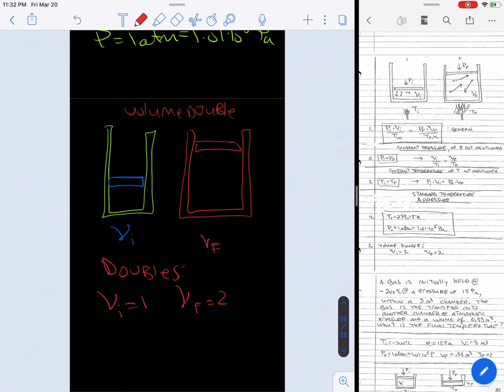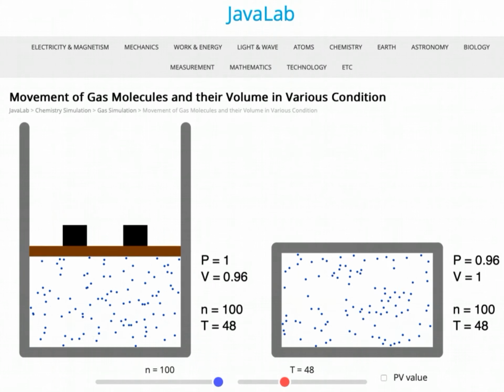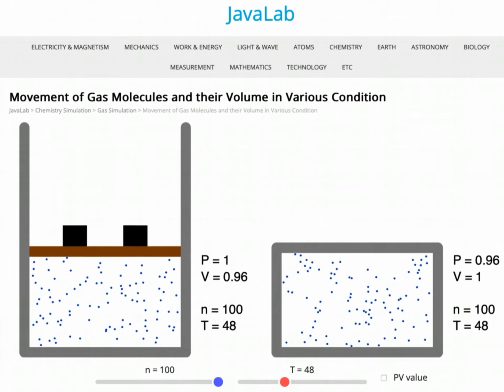So this completes the lecture. This simulation is going to help us to understand how pressure, temperature, and volume are related.